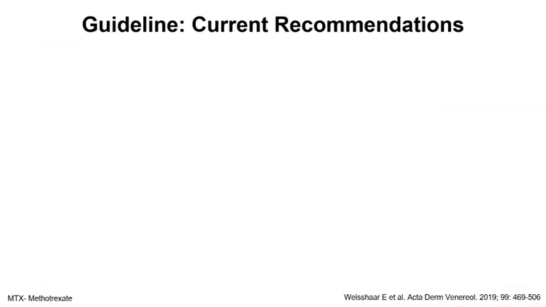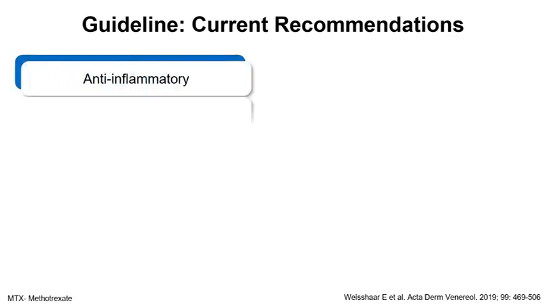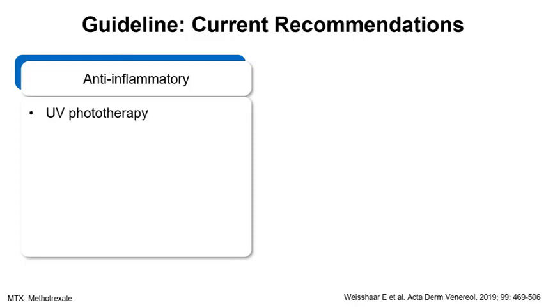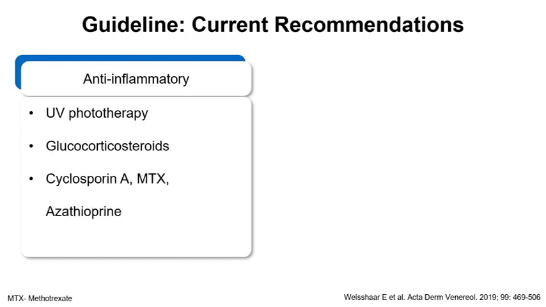What are the substances currently recommended in the guideline? On the one hand, we have a lot of anti-inflammatory substances that we know can nicely control the itching. For example, UV treatment, systemic glucocorticosteroids, cyclosporin A, methotrexate, and thalidomide is also on the list.